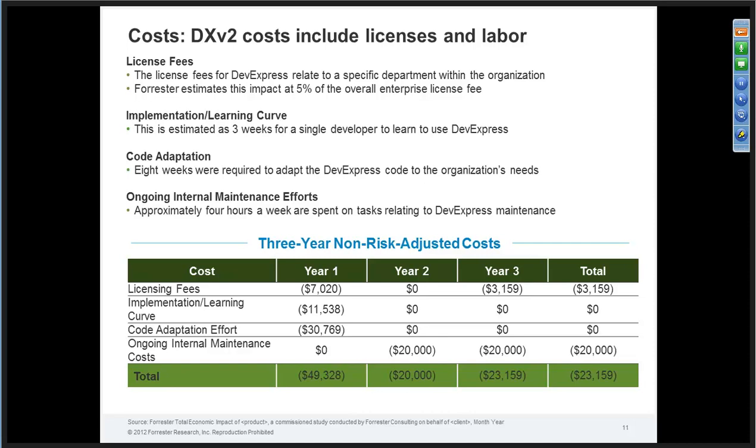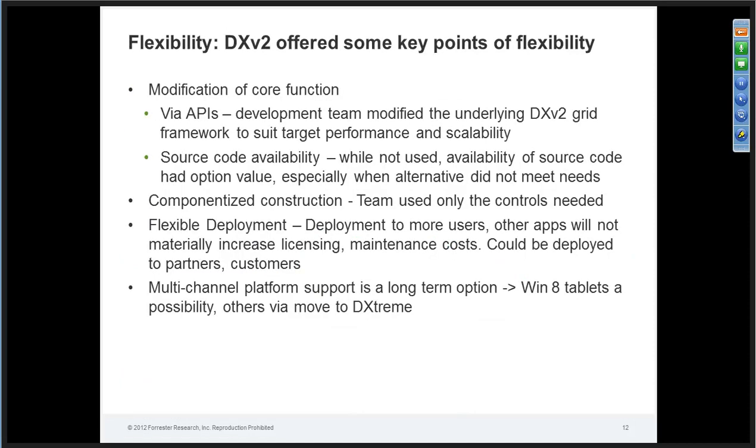Now, from a flexibility standpoint, some of the things that we looked at, and the key thing that you need to look at here is the modification of core function. There are 2 ways in the DevExpress situation that you can modify the code that you buy. In the case of our case study, they didn't actually have to look at the source code. They were able to modify the control grid and the framework that it has itself through using the APIs that are provided by the grid control.